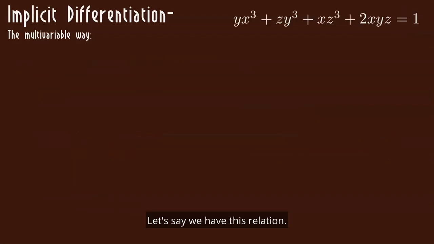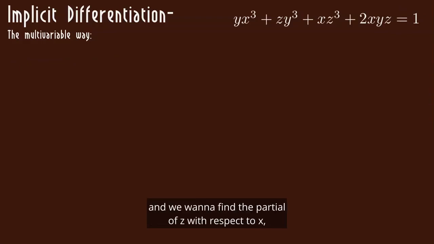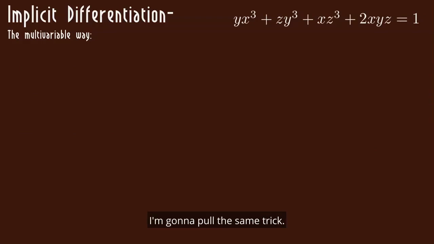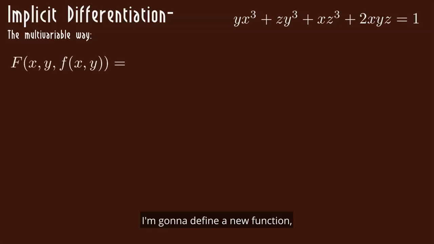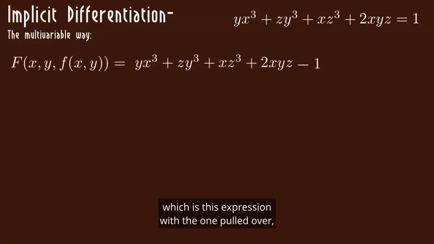What about in one more dimension? Let's say we have this relation. In this case, z is being implicitly defined by your x's and y's. And we want to find the partial of z with respect to x, and we want to find the partial of z with respect to y. I'm going to pull the same trick. I'm going to define a new function, which is this expression with the 1 pulled over, and I just have to remember to set it equal to 0.